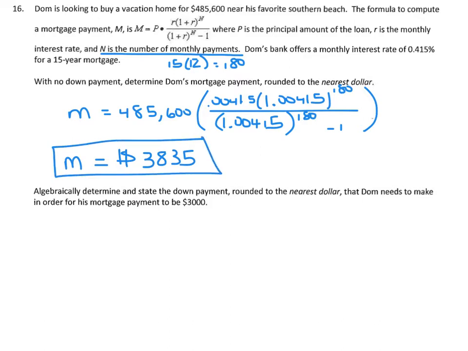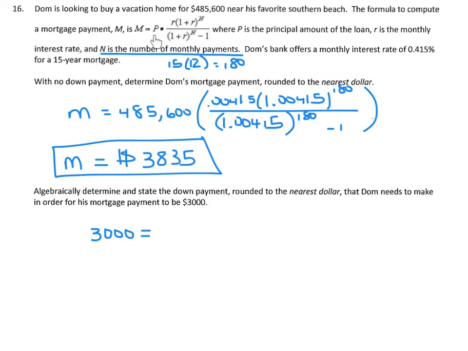Now, the second part wants you to algebraically determine and state the down payment. So we're looking for the down payment to the nearest dollar in order for his mortgage payment to be $3,000. Now remember, the mortgage payment, right here, mortgage payment is represented by M. So we're going to replace this M with a 3,000. So we have 3,000 equals. Now, if we're looking for what his down payment should be, what we're really looking for is, within this formula, is the P.